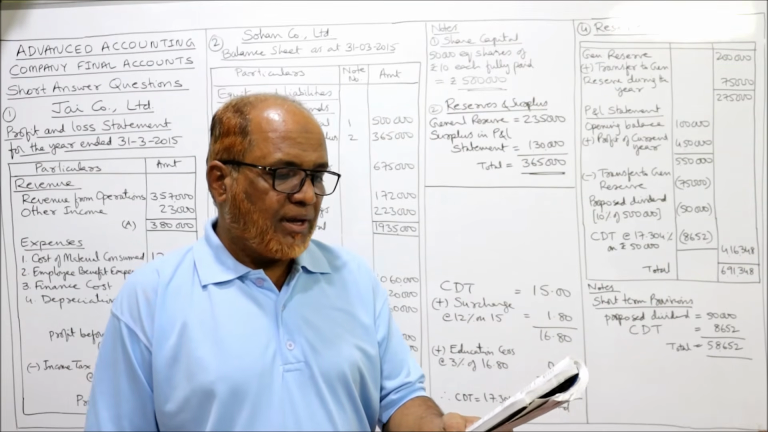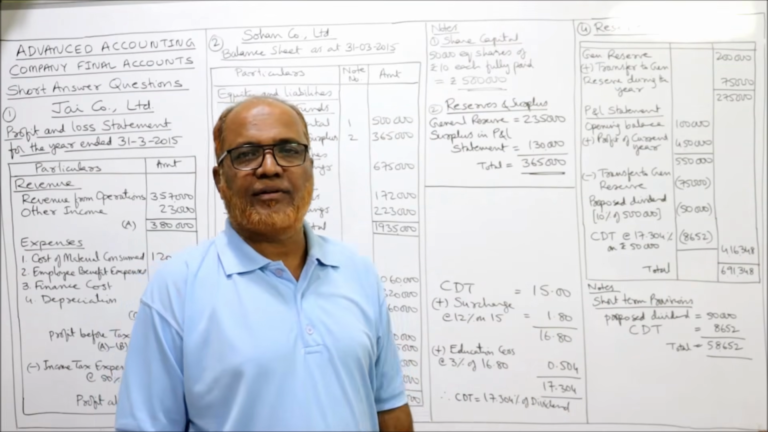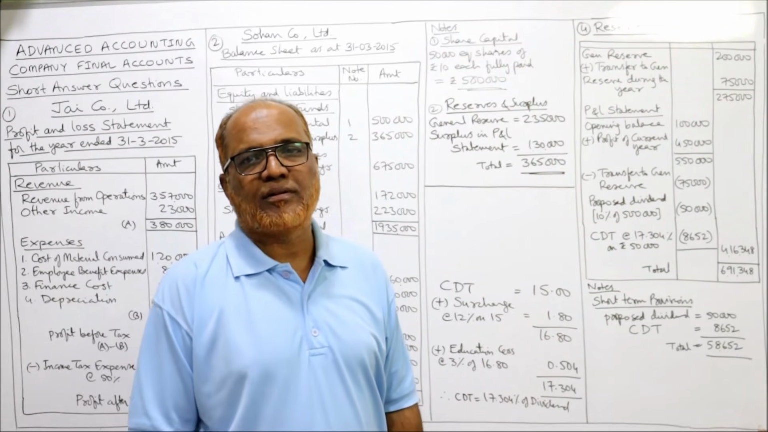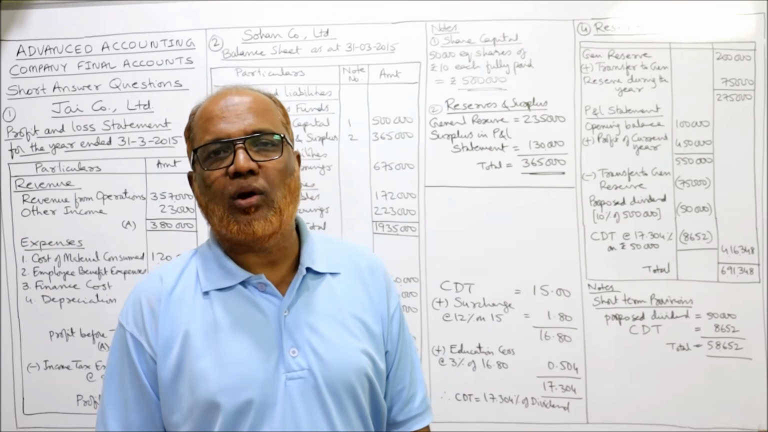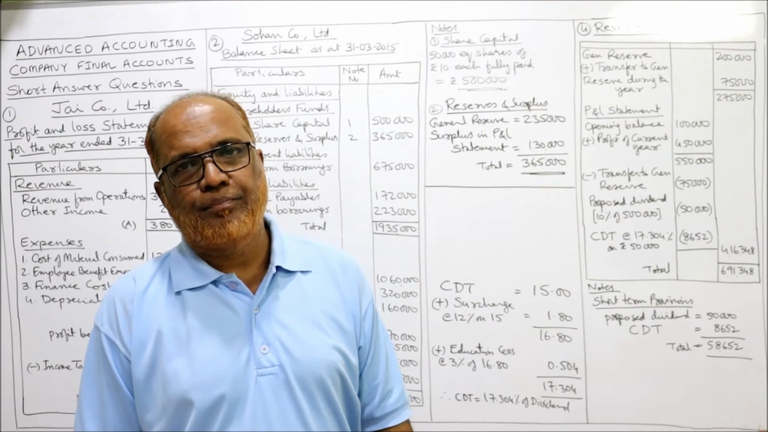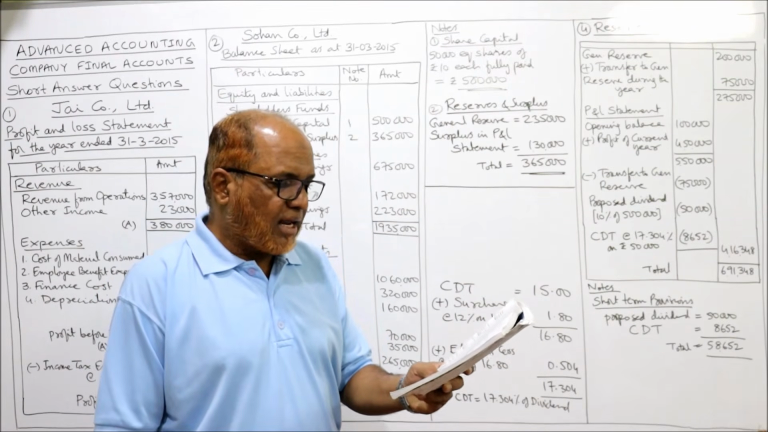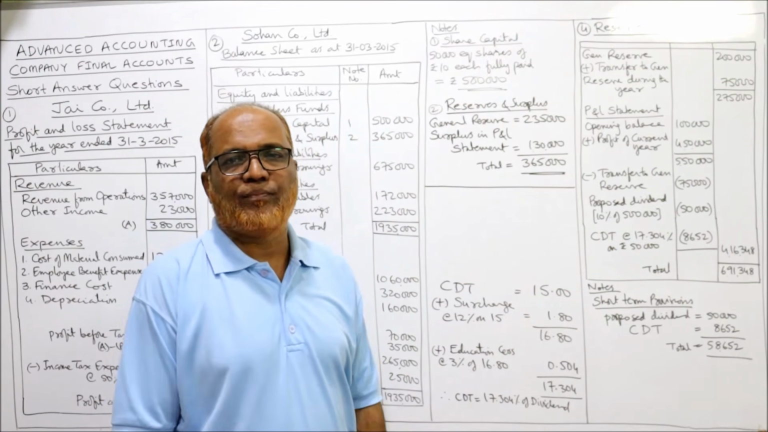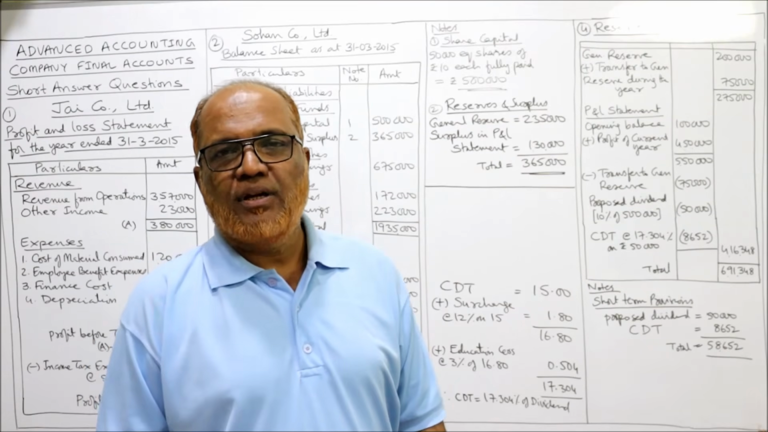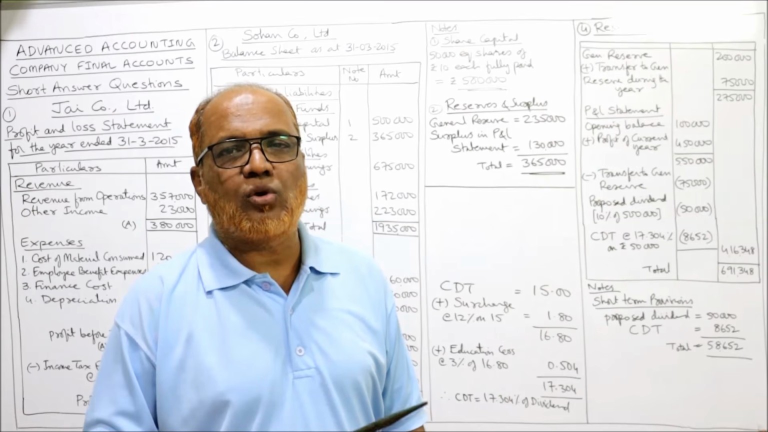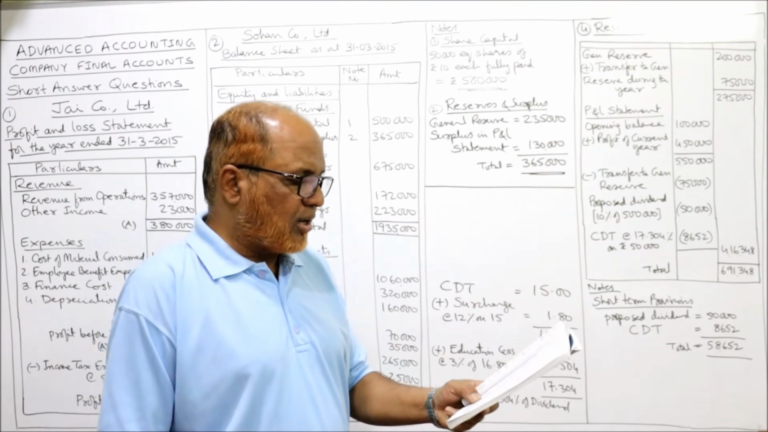Adjustments we have to make: declared dividend 10%, proposed dividend or declared dividend 10%. This 10% will always be calculated on the paid up capital. 10% proposed dividend on the paid up share capital. Transfer to general reserve 75,000. Some instructions are given that out of the current year's profit, 75,000 rupees should be transferred to general reserve.